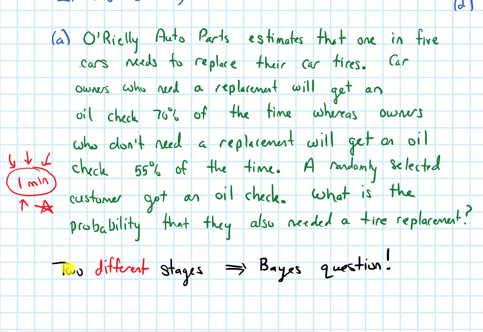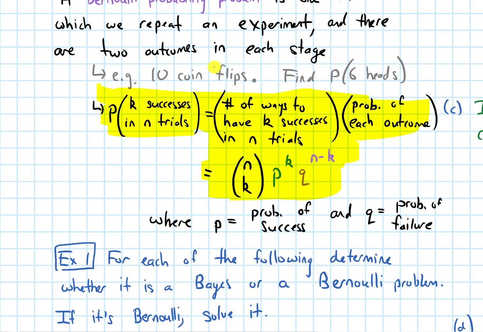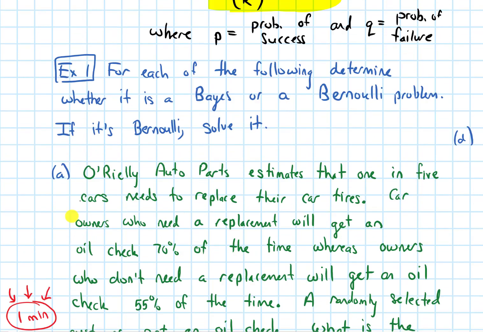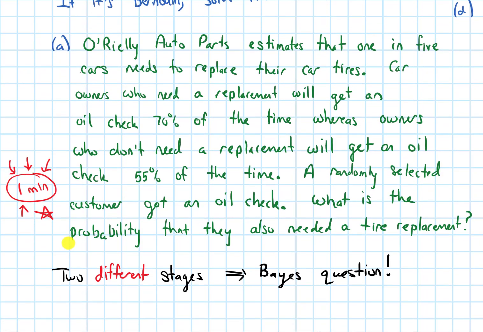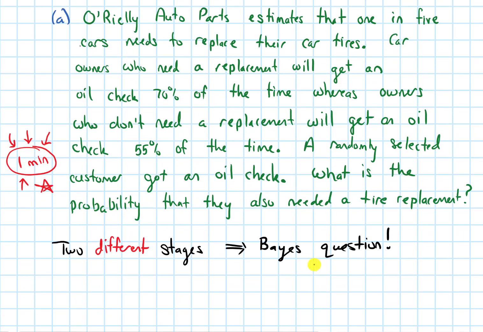Even though there are two outcomes in each stage, we're not just repeating the same thing again and again. Like up above, if we had coin flips, if I flip a coin again and again, I'm repeating the same experiment, the same stages again and again. But here, that's not happening. One of the stages involves car tires needing to be replaced or not, and the other stage involves whether they get an oil check or not. Okay, so I'm going to leave this for you to try.